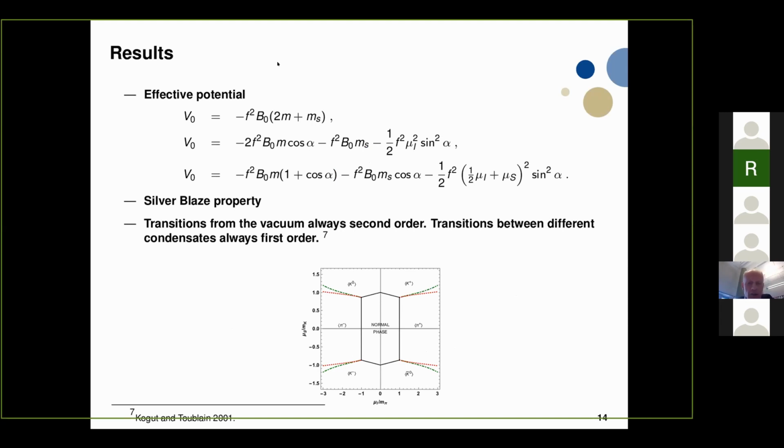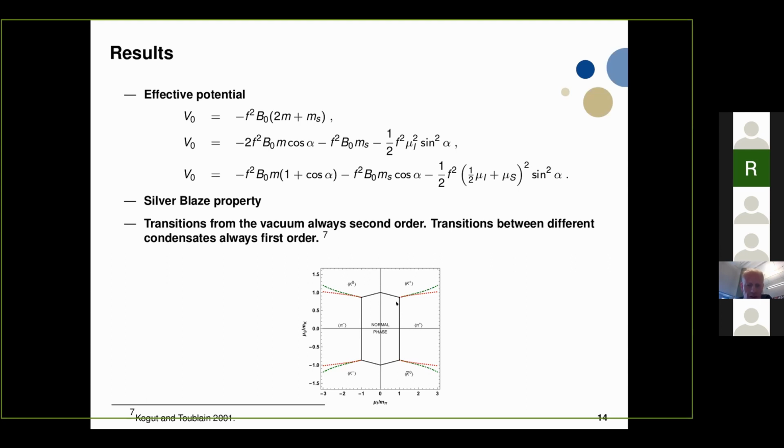Results, effective potential. In this case, again briefly, the result for the three flavor case, you have several phases here, and they compete. And then you get this nice figure here in the middle showing the normal phase. And then you have, depending on the values of the chemical potentials, a pion condensed phase or a kaon condensed phase of various types, depending on where you are in this plane. The Silver Blaze property is still there.